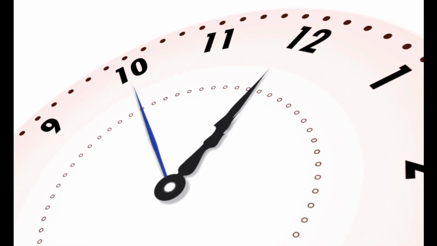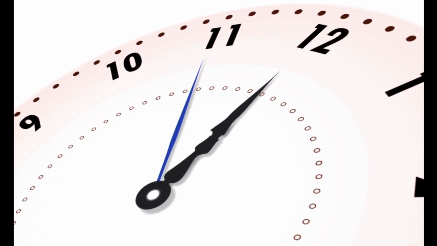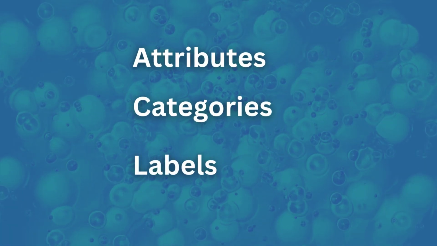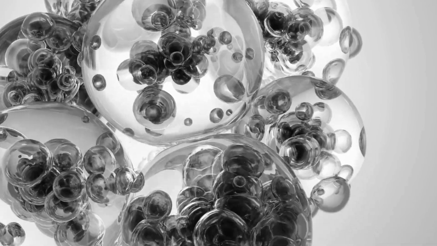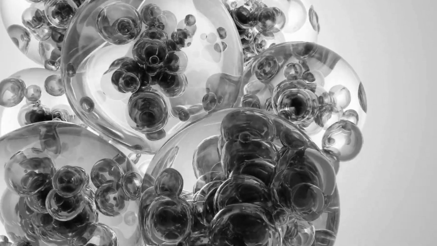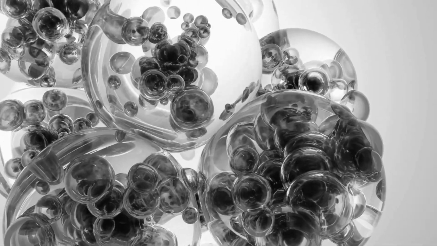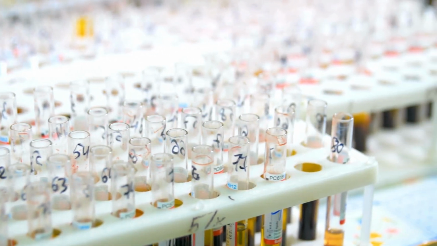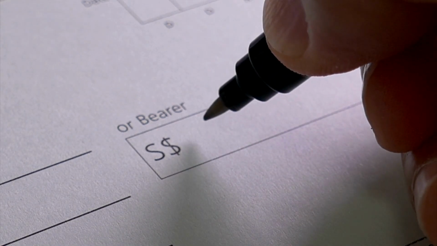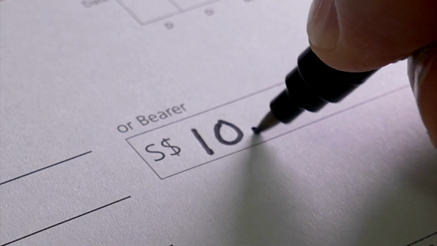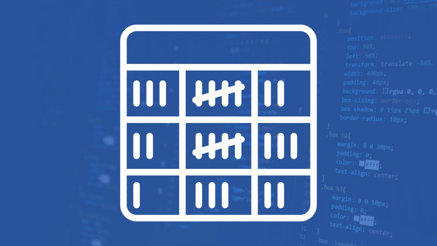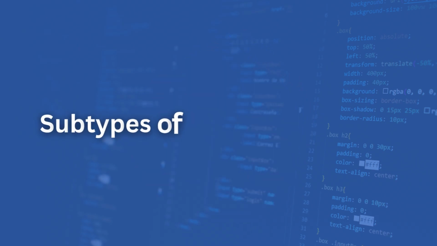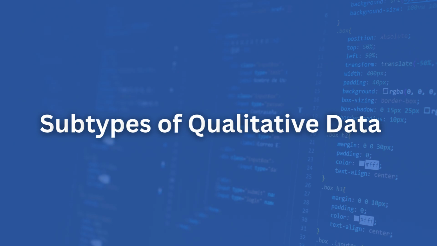Qualitative data refers to non-numerical information that represents attributes, categories, or labels. This type of data is used to describe characteristics or qualities that cannot be measured in numbers, but can be grouped or categorized. Although it doesn't involve numerical values, qualitative data can still be analyzed using statistical tools like frequency tables, pie charts, and modes. Let's discuss some subtypes of qualitative data.